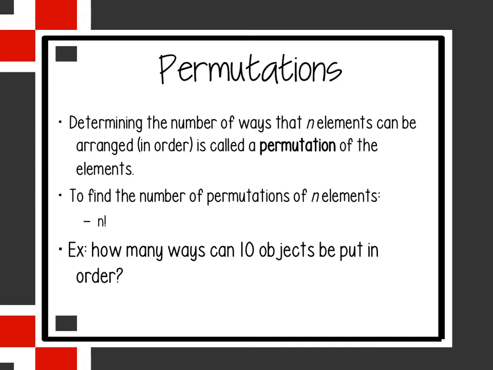So permutations are used to determine the ways that n elements can be arranged in an order. So if I wanted to take all of you, let's say there's 30 of you, and I wanted to put you in these seats like I do for new seating charts, which we get next week. If I wanted to figure out how many different ways I could put you in order, okay, so there's an order, this is called a permutation.